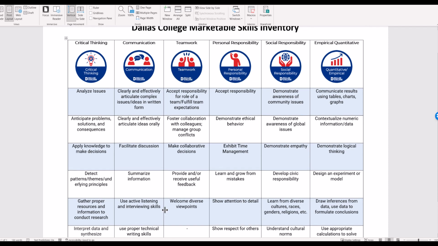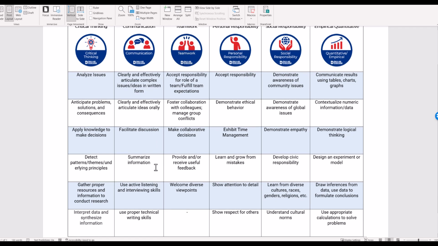For communication, we clearly and effectively articulated complex issues or ideas in written form. Clearly and effectively articulated ideas orally. We did that in the discussions and in our group settings with our classmates. We facilitated discussion. We learned to summarize information. We learned to use active listening skills. And we used proper technical writing skills.